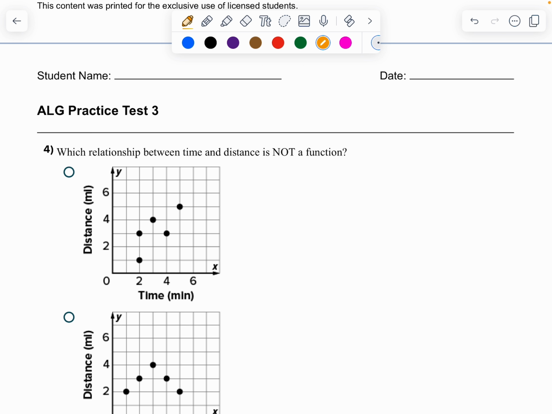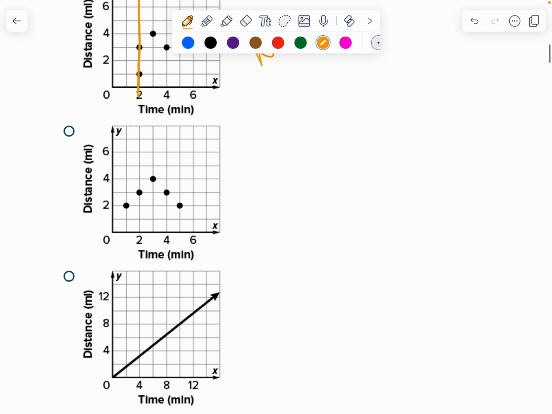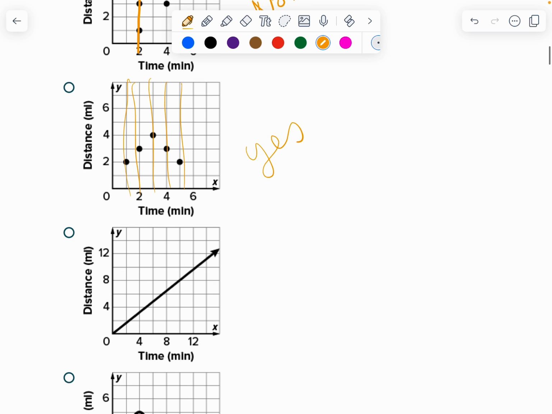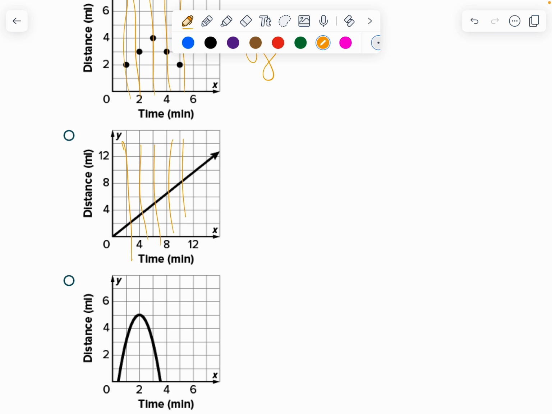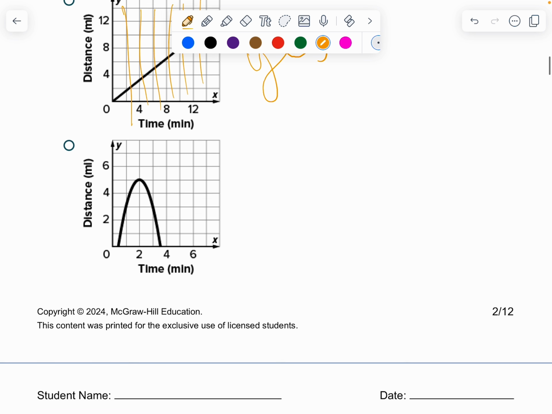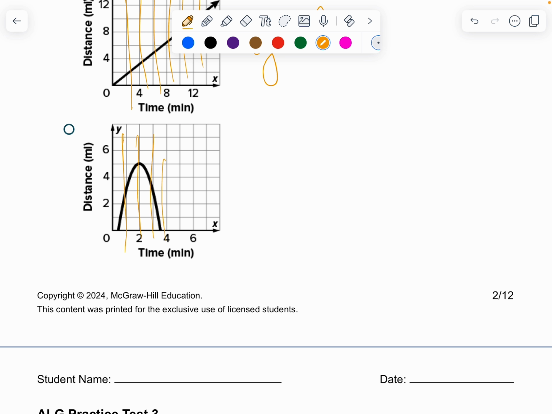Okay, is not a function. So if I drew a vertical line up, this is not a function. If I drew vertical lines, that passes, so yes, that's one. Vertical lines, yes. Vertical lines, yes.